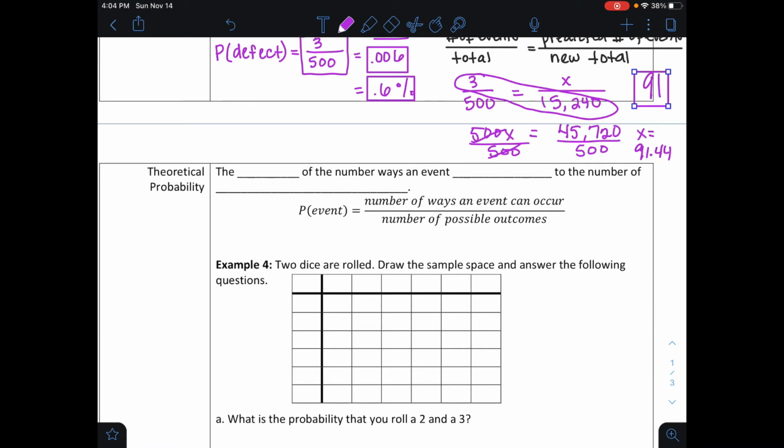Theoretical probability. Okay, so we just talked about experimental. Now we're going to talk about theoretical. Experimental is when it actually happened. Theoretical is when it hasn't happened. We're just saying based on how it looks, this is what we think might happen.